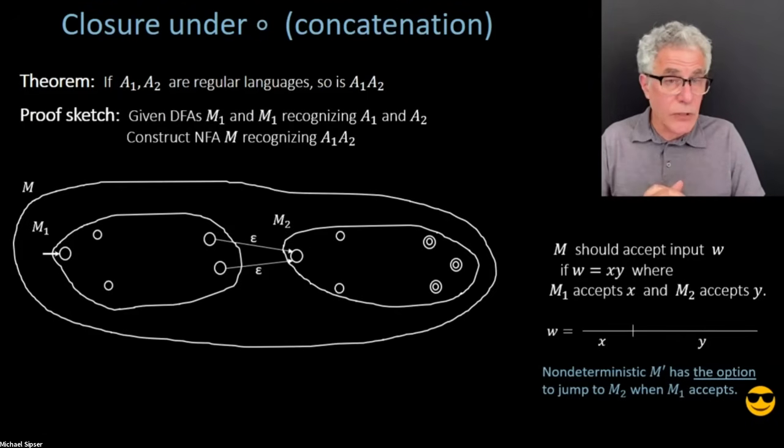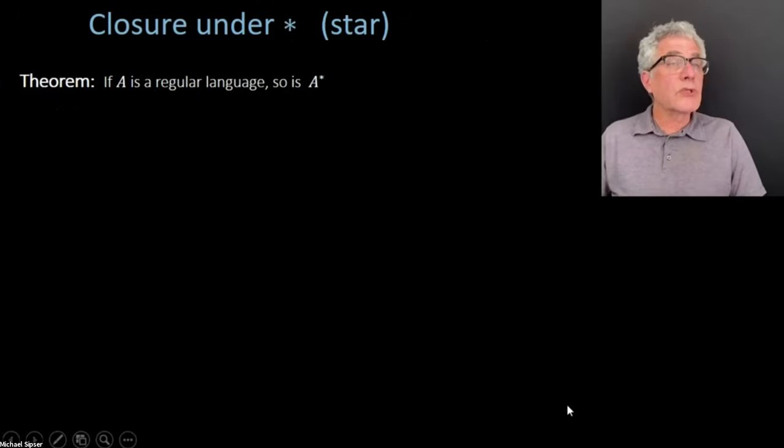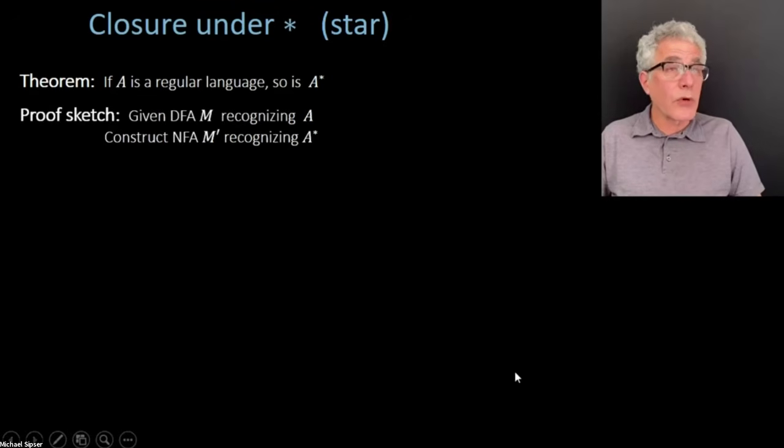Okay, I hope that came through, because we're just getting going with non-determinism. We're going to be using non-determinism a lot, and you're going to need to get very comfortable with it. Okay. Now let's do closure under star. And closure under star works very similarly. But now we're just going to have a single language. If A is regular, so is A star. So it's not a pair of languages, because star is a unary operation applying to just a single language.